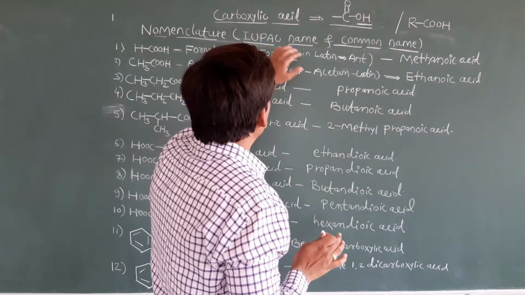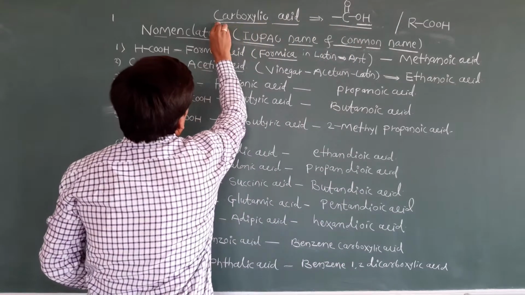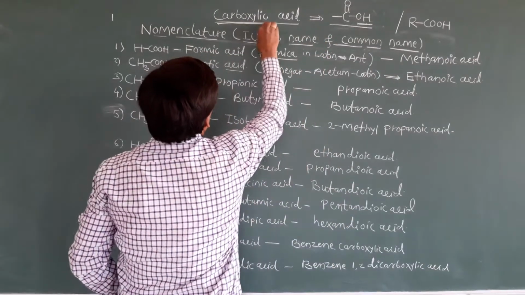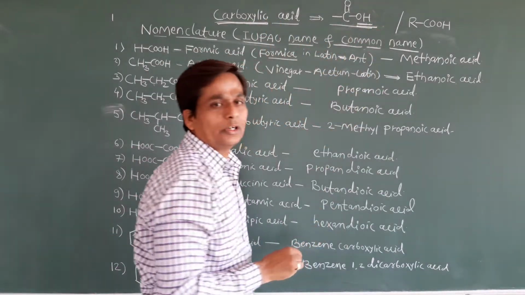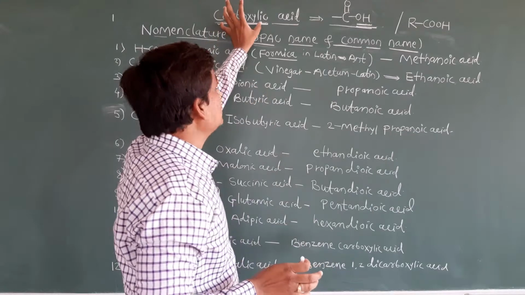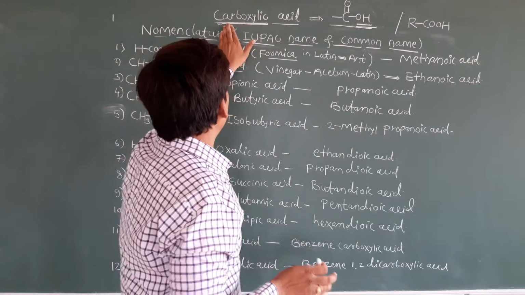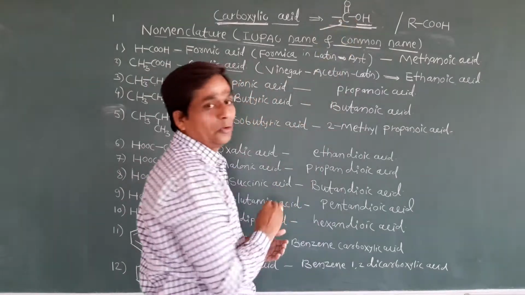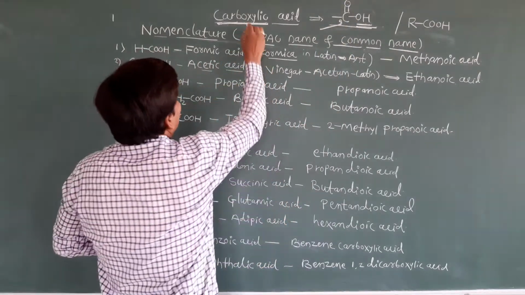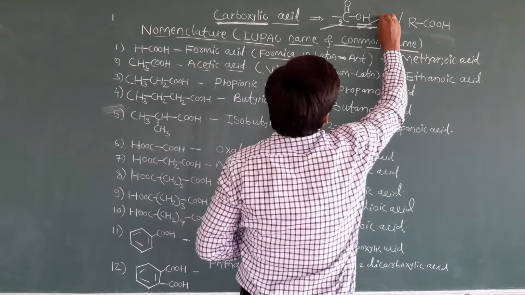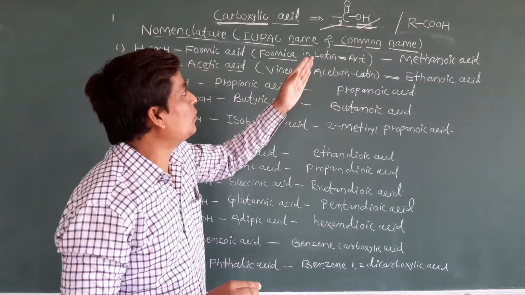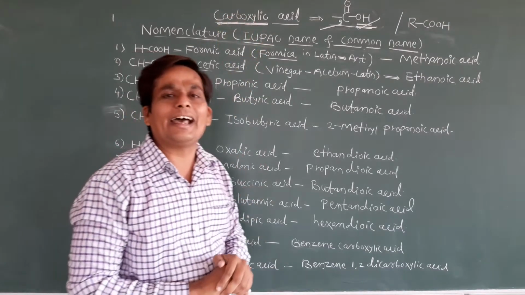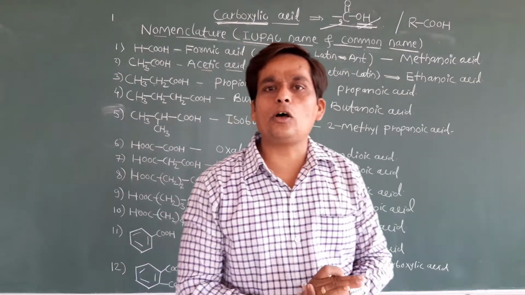But how will the name come? The name carbo is coming from the carbonyl, and this oxylic is coming from the hydroxyl. Now clear how this carboxylic name will come? This carbo is from the carbonyl group, because it contains the carbonyl group, and this oxyl is coming from the hydroxy group, we can say OH. Both combined form the carboxylic acid, and this is the major functional group of acid.